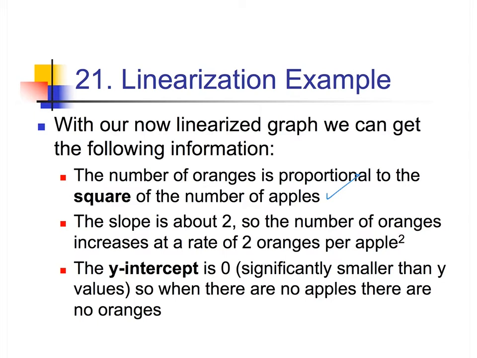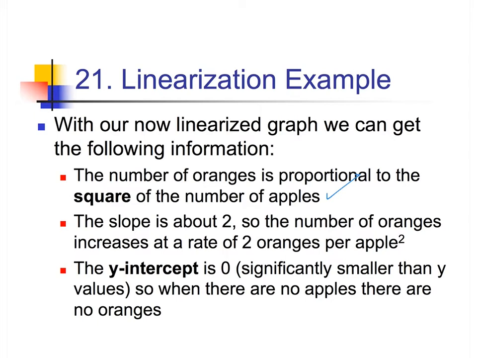The second is, with that slope, we can say that the slope is about 2, so the number of oranges increases at a rate of 2 oranges per apple squared. So that's a useful piece of information that we can get from our graph.